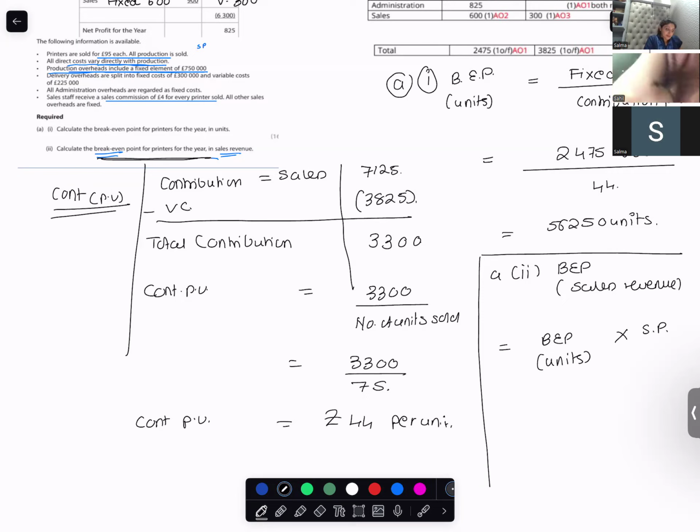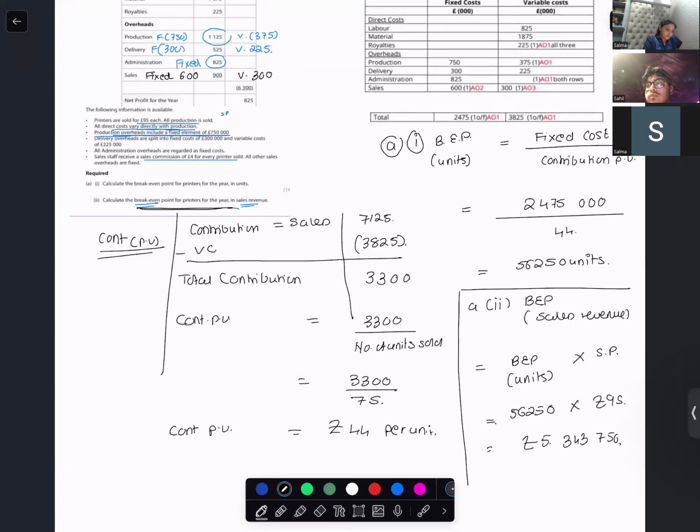So what is the break-even point in units? Break-even point in units was 56,250. We just found out, right? What is the selling price per unit? 95. So what will be the break-even point in sales revenue? 5,343,750.